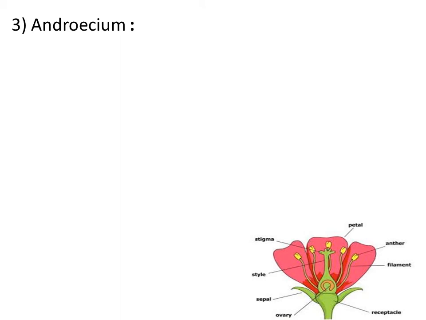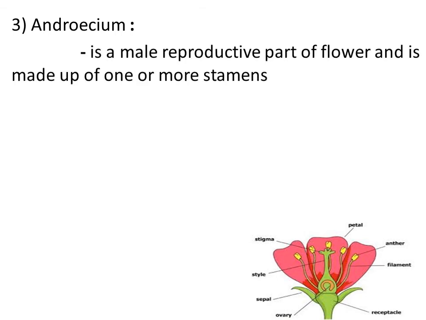What do you mean by androecium? Androecium is the third whorl of the flower. You can find it in the diagram. Very next to the corolla, there are long thread-like structures, and each thread-like structure ends with an anther. Those structures together are called androecium. So androecium is the male reproductive unit of the flower. The male reproductive part of the flower is named androecium.